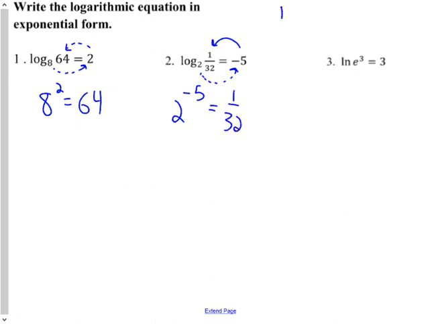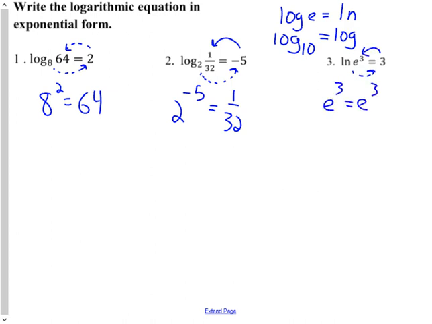And lastly, log base e, they shortcut and write as ln. They'll also do the same idea with log base 10. Instead of writing 10, they'll just write it as log. Most calculators have a log button, that is for base 10. So in this case, we've got ln of e cubed equals 3, which is e to the 3 equals e cubed.